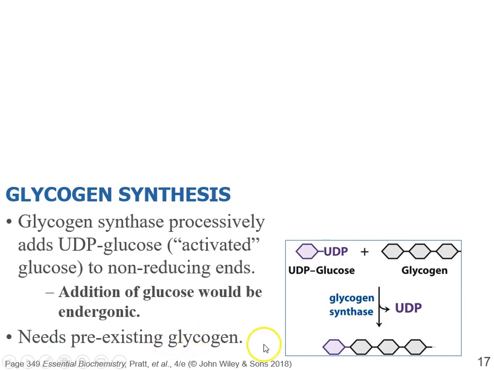So we need pre-existing glycogen, we need UDP glucose. Regular glucose would not work. We couldn't just tack another glucose here. It would have a positive delta G and that wouldn't work.